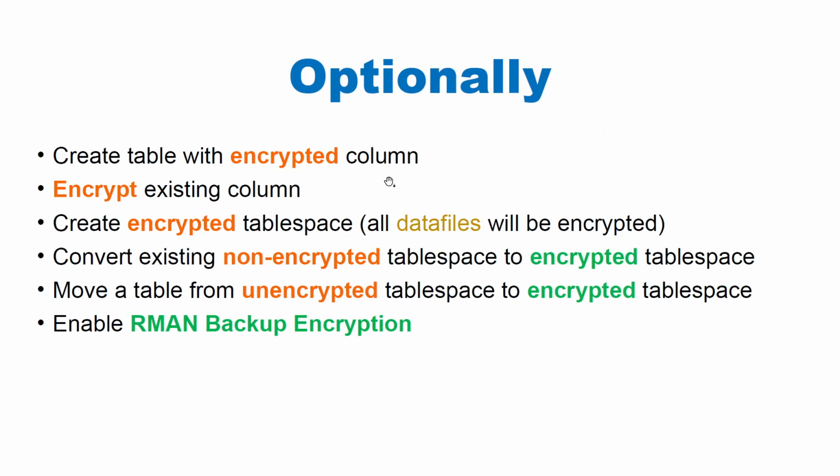Now, once we have done these steps, what can we do using TDE? We can create a table with an encrypted column. We can encrypt an existing column. We can create an encrypted tablespace where all the data files will be encrypted. We can convert an existing non-encrypted tablespace to an encrypted tablespace. We can move a table from an unencrypted tablespace to an encrypted tablespace. We can enable RMAN backup encryption. There are other functionalities which I have not covered, but these are some of the functionalities that we can achieve after setting up our wallet.